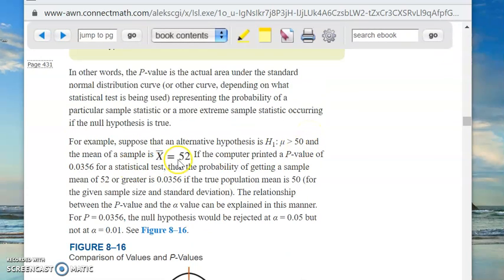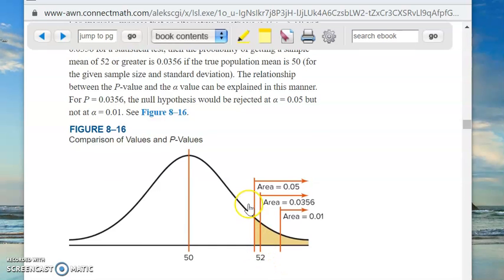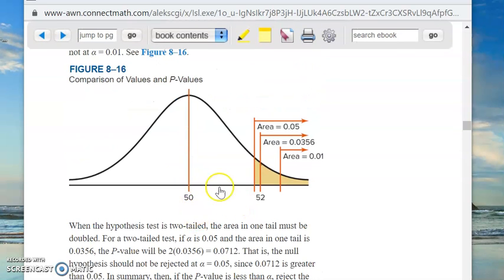So here's an example. Alternative hypothesis is that mu is greater than 50. We have a mean of an X bar is 52. So here's my 52 right there. Boom, here's my 52. Okay, and here's my mu. Boy, this is awfully hard to get it all on one screen. I'll tell you that, folks.